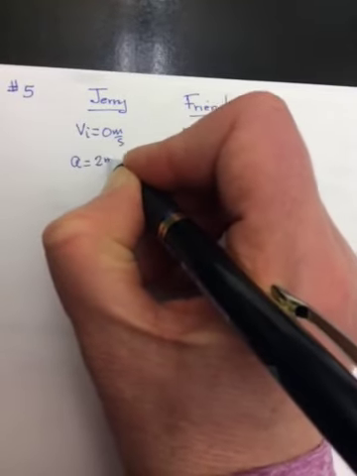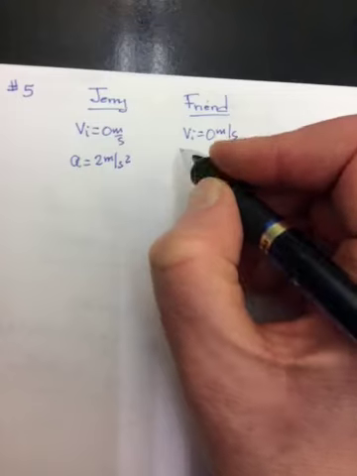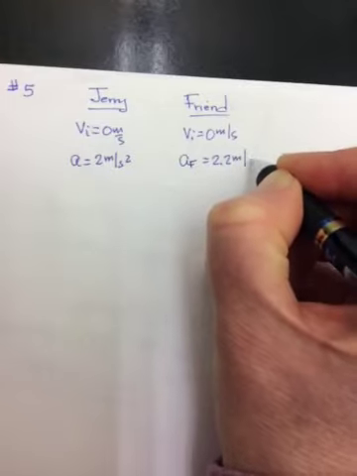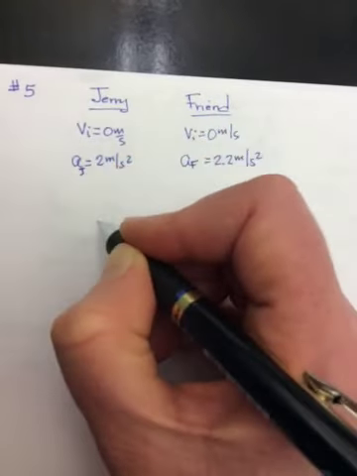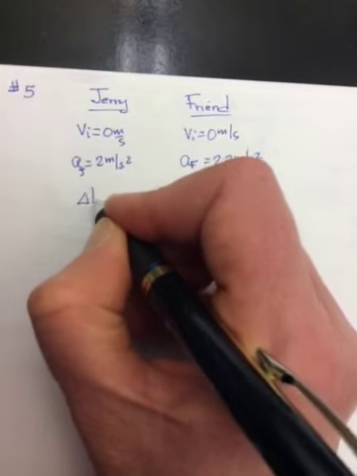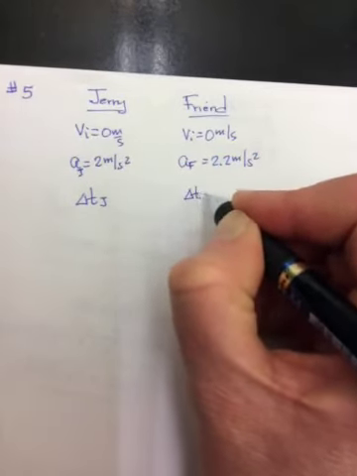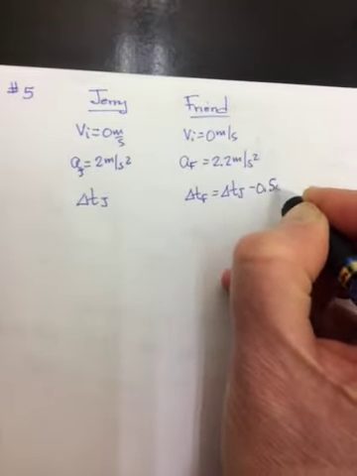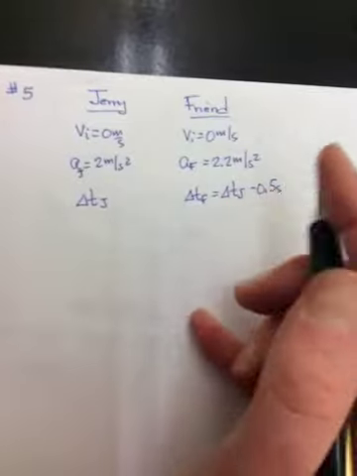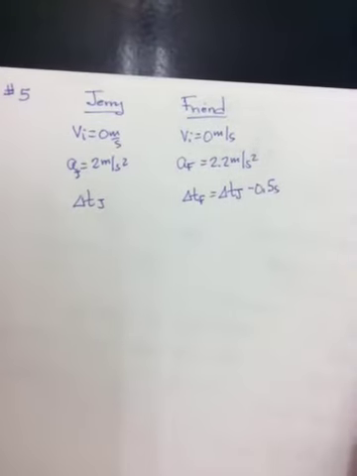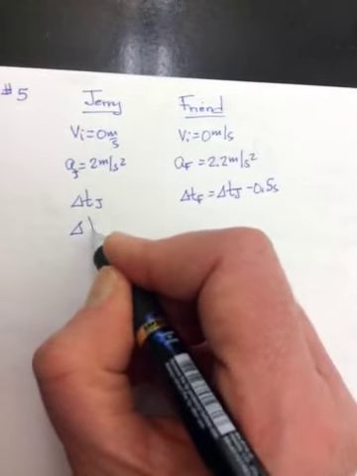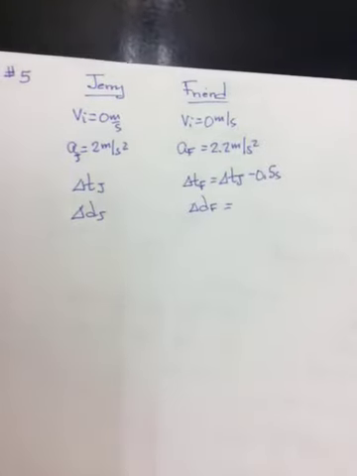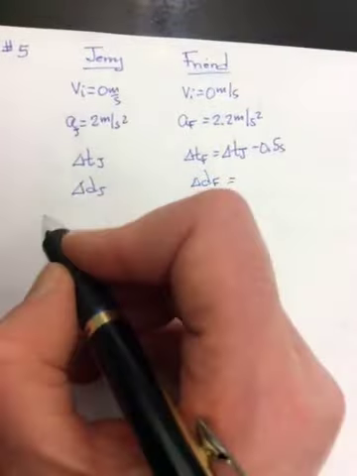Jerry's acceleration is 2 meters per second squared. The friend's is 2.2 meters per second squared. And if Jerry leaves 0.5 seconds before the other one, then the friend's time is going to be Jerry's time minus 0.5 seconds. Or Jerry's time will be the friend's time plus 0.5. Okay, the delta D should be the same because it wants to know how long before the friend catches up to Jerry.